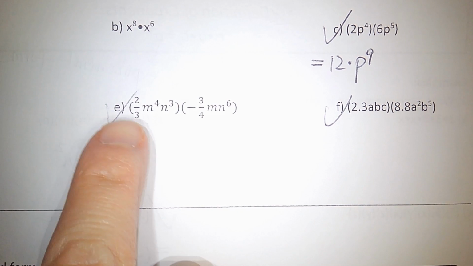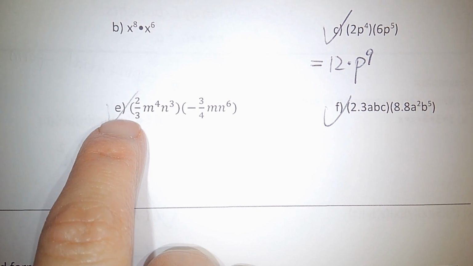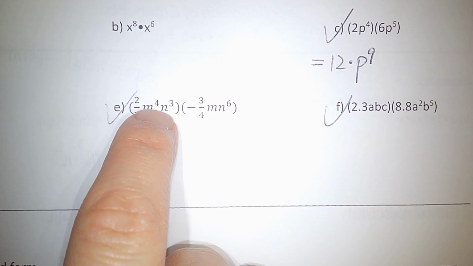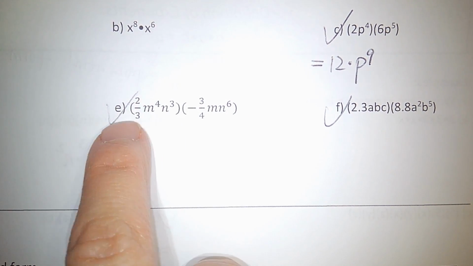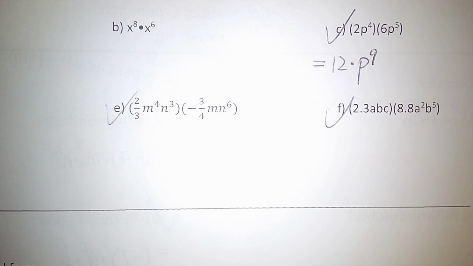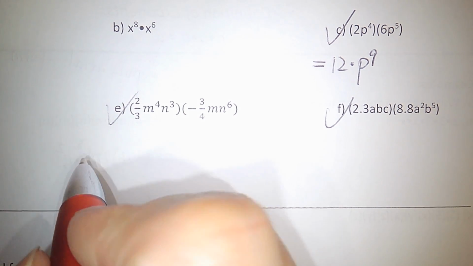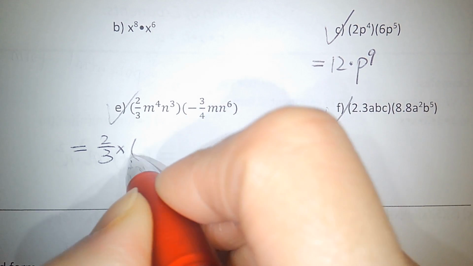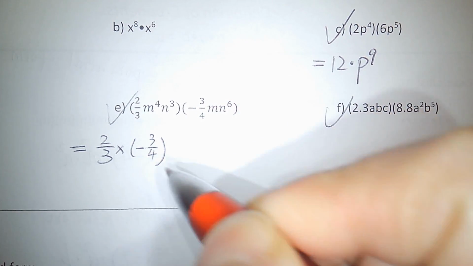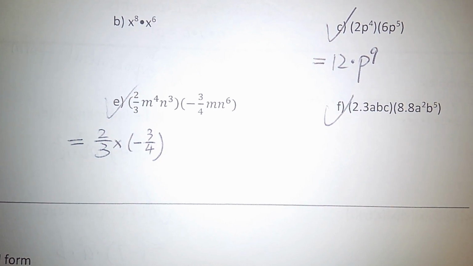Alright, now let's start question E: 2/3 m to the 1st power n cubed times negative 3 over 4 m times n to the 6th. How can we do this multiplication? Number times number: 2/3 times what? Negative 3 over 4, right? You go with that?